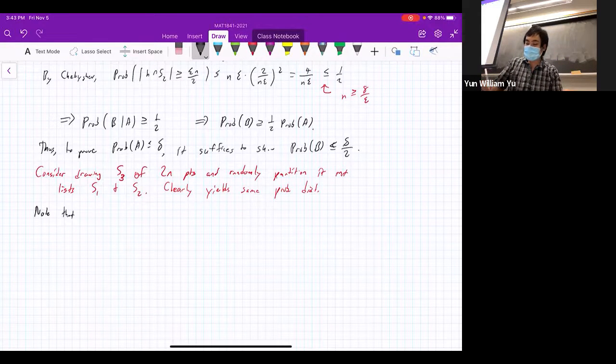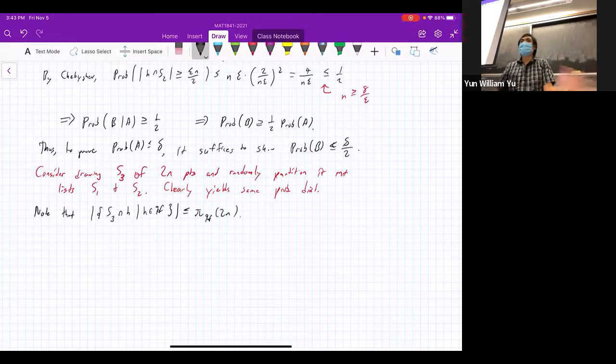So note that we know that the size of S3 intersect H, given that H is in the concept class, is less than or equal to pi H of 2n. That's just by definition of the shattering function. Whatever size it is, the set is of size at most 2n, and so the number of subsets that can be picked out using our concept class is less than or equal to the shattering function, because the shattering function is the most that you can do.